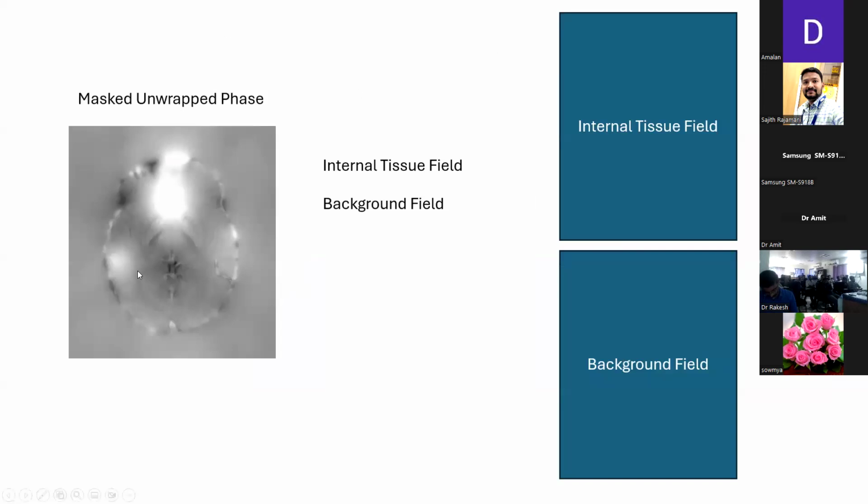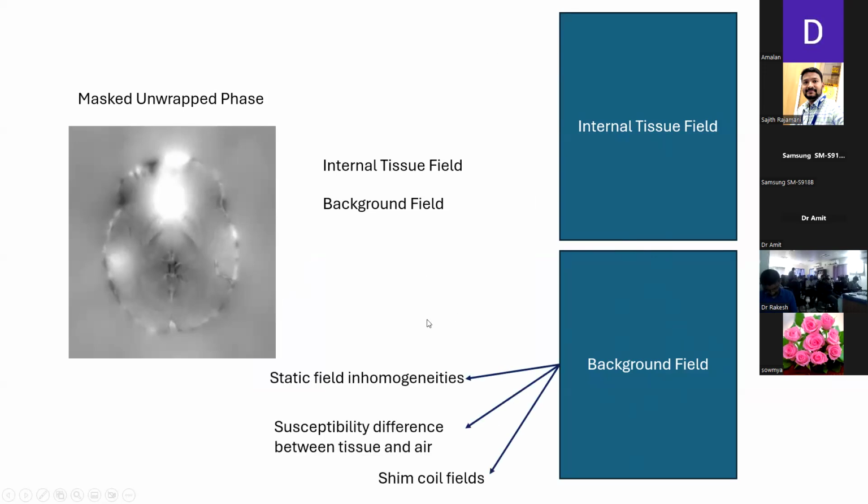Again, there are some issues. The image is actually a mix of internal tissue field and background tissue field. The internal field is what we want, and the background field is the one we don't want. This contains several unwanted things like static field inhomogeneities, susceptibility difference between air and tissue, and some shim coil field. All these things will be there in the background field. We don't want all these things. We want to eliminate the entire background field from our actual image, and we want the internal tissue field.